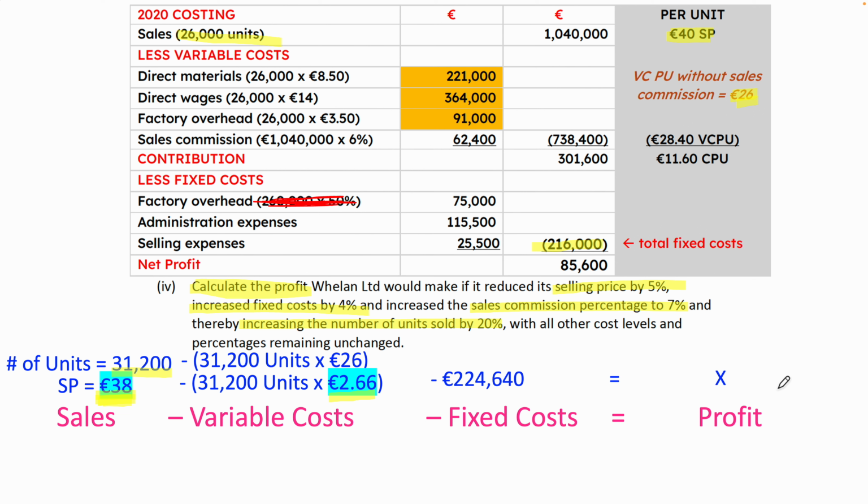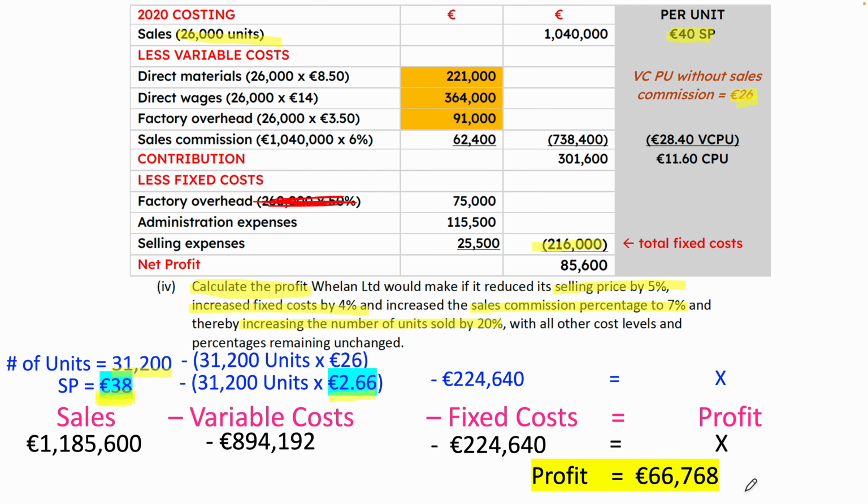And the profit is what we're looking for. So the profit is X. Right, so we're going to have 31,200 units multiplied by €38. That is €1,185,600. Then when we multiply these both out as well, we've got €894,192. And then minus €224,640, that gives me my profit. So my profit is, when we work all that out, €66,768. So that is the profit.